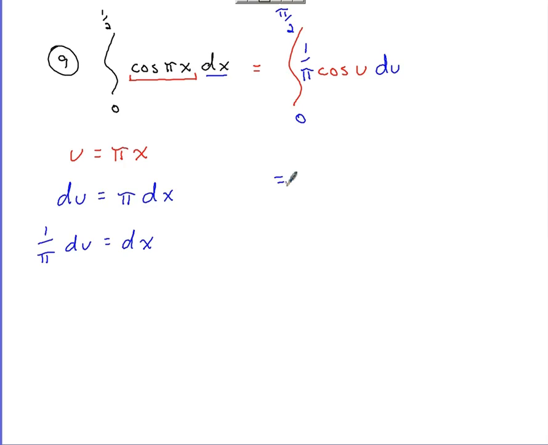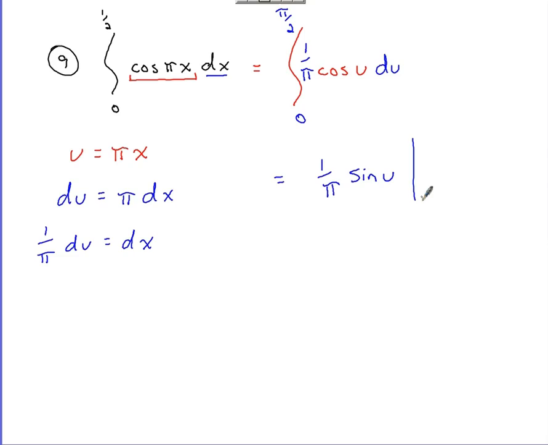Taking the antiderivative of 1 over pi cosine of u. Well, 1 over pi just comes along for the ride. What is the antiderivative of the cosine of u? Just sine of u, right? Check yourself by taking this derivative. Does it take you back there? It does.